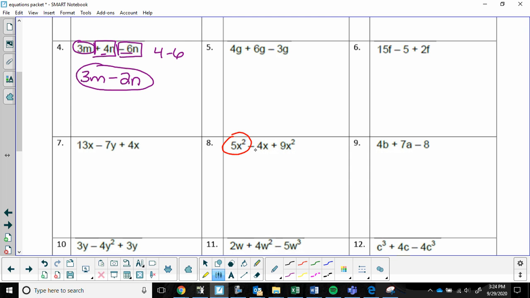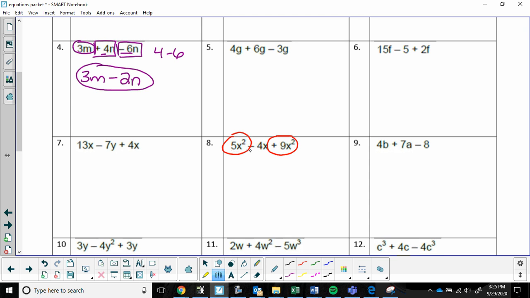with 5x squared. Is there another x squared? So we look here. This is an x, but it's not a square. So the second term is not like. We'll skip it and move on to this one. This has an x and it has a square, so it is a like term.